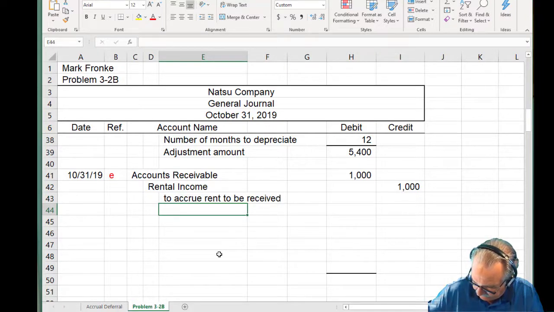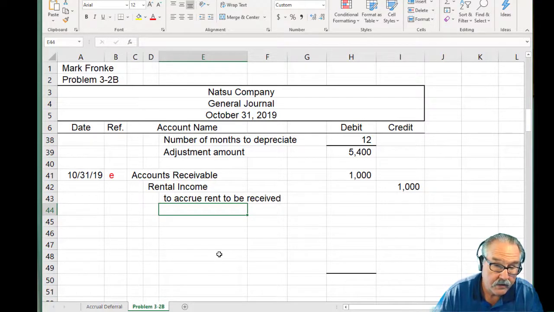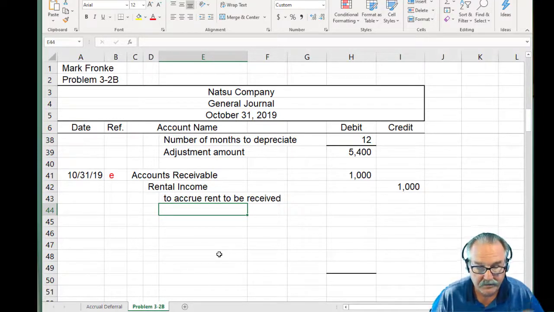And then transaction F is also because we have a tenant, but in this case, the tenant paid 5 months rent in advance. So that rent was paid on September 1st, and it's now the end of October, so we have 2 months worth of rent that has now been earned. I'm going to stop the video, I'll do the calculations, and I'll be right back.